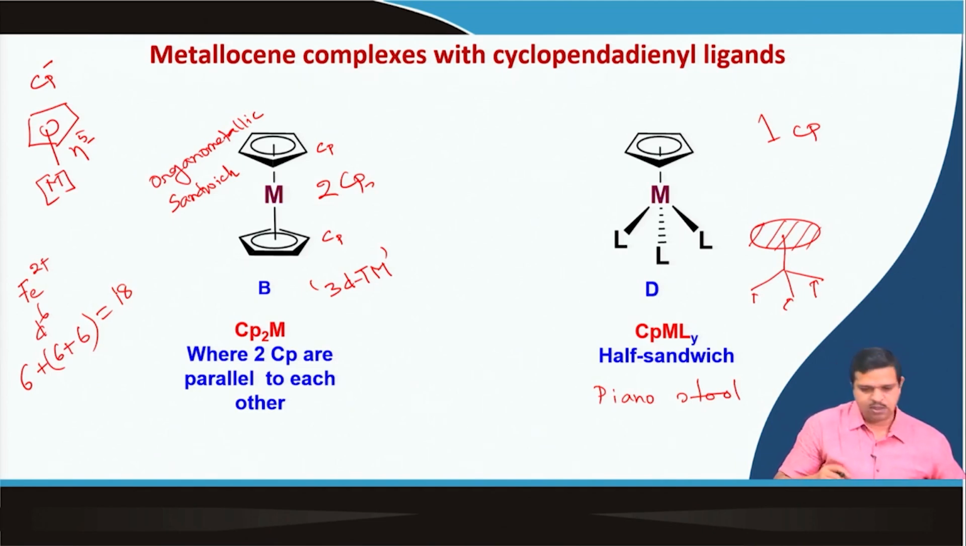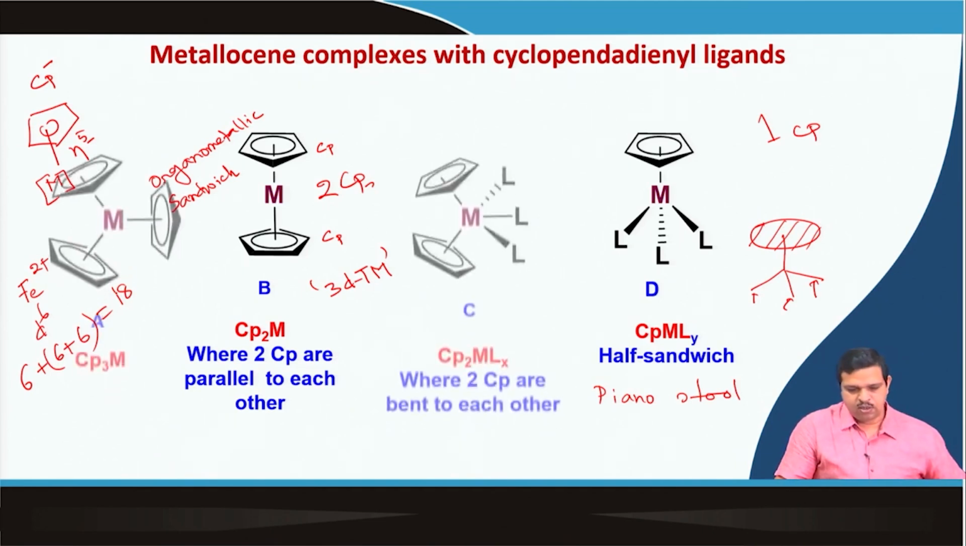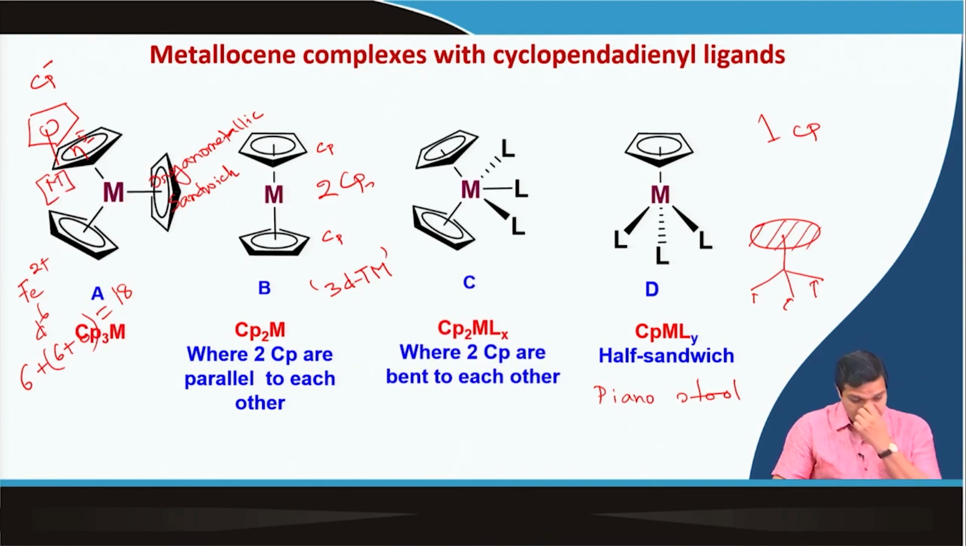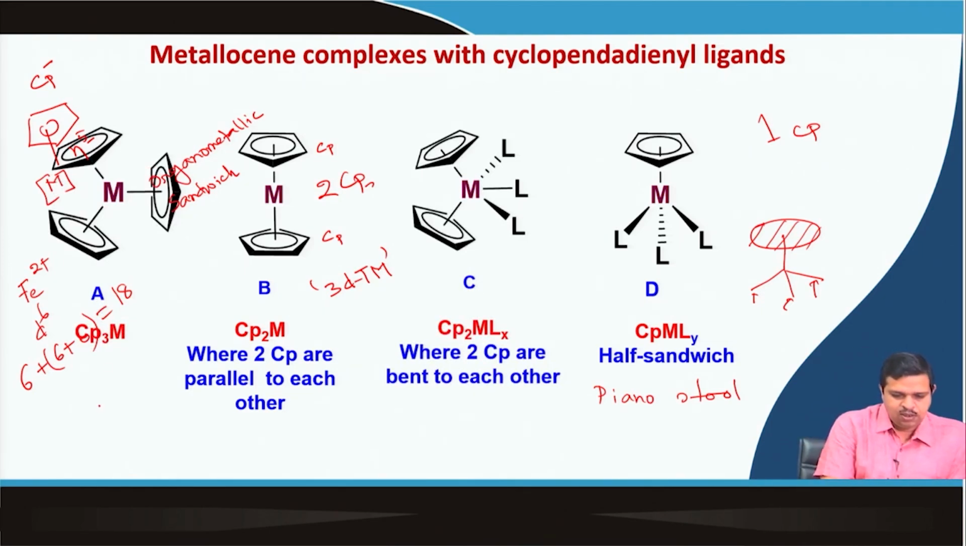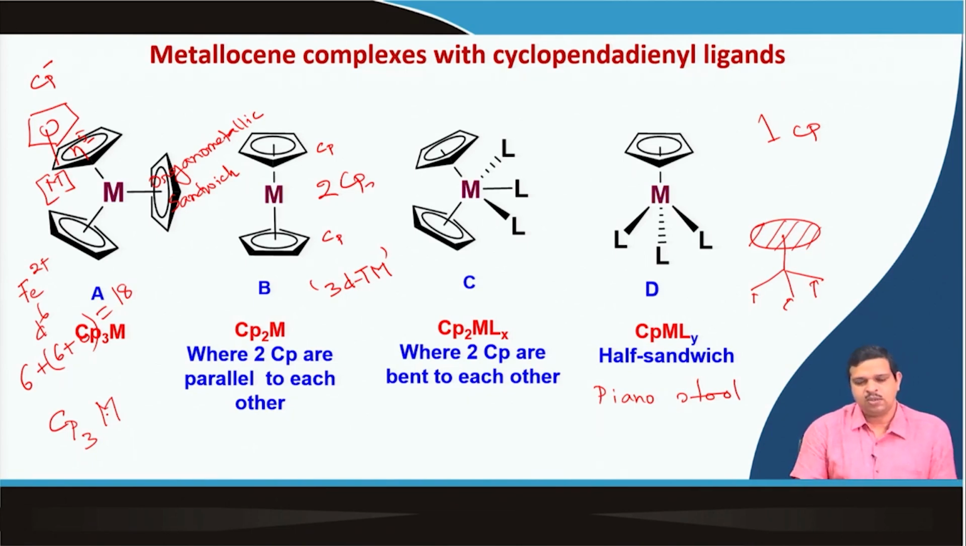Not only that, there are other types of ligands. Here you will see this is the Cp3M type, and this is the Cp2MLX. That means again you will see that here all the 3 Cp ligands, there is no other monodentate or bidentate ligands.